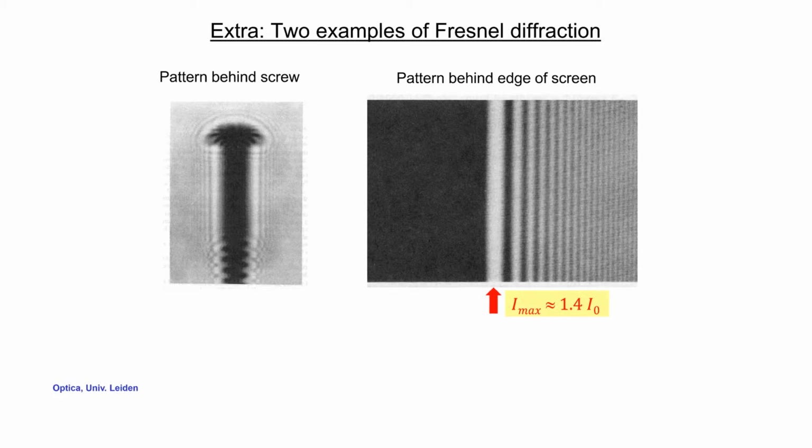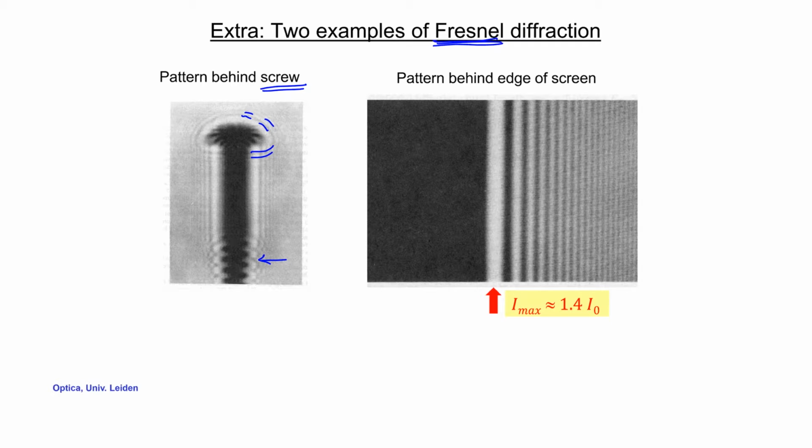This slide shows two cute photos of diffraction in the Fresnel regime. So, diffraction patterns observed close to the object. On the left side, you see the diffraction pattern behind the screw. You recognize the screw here, but you also recognize that there are some weird interference fringes in the observed Fresnel pattern. These are Fresnel fringes.